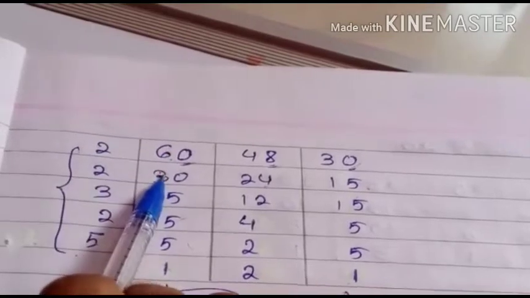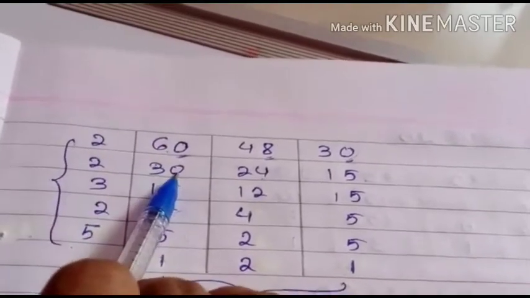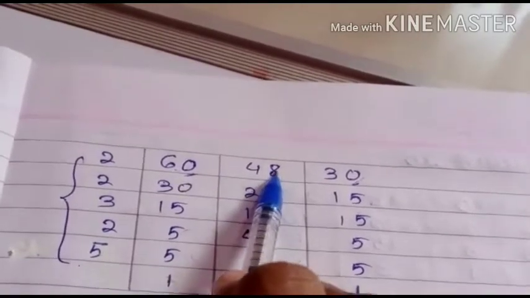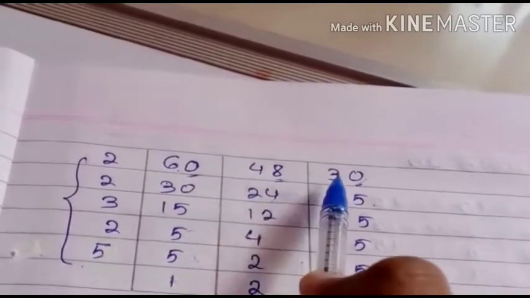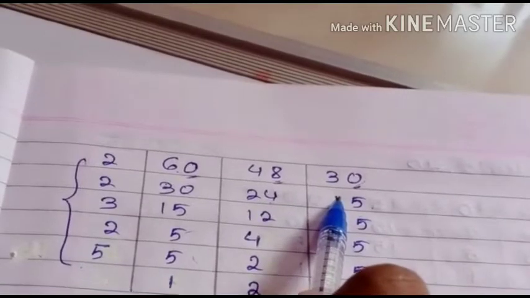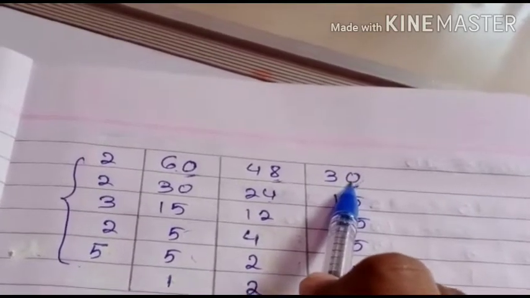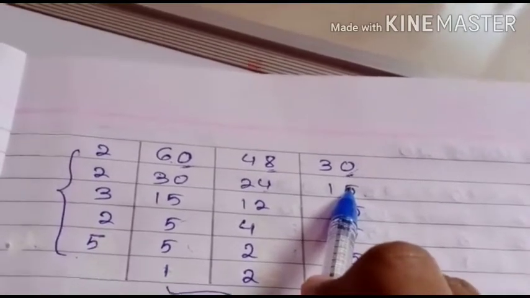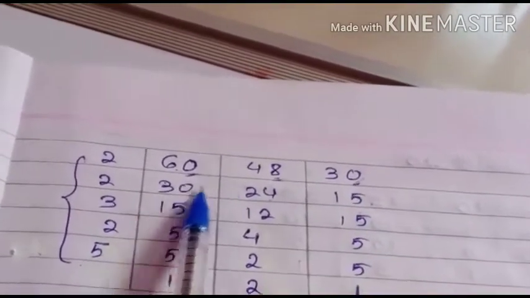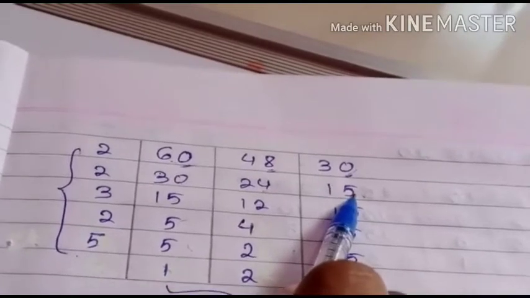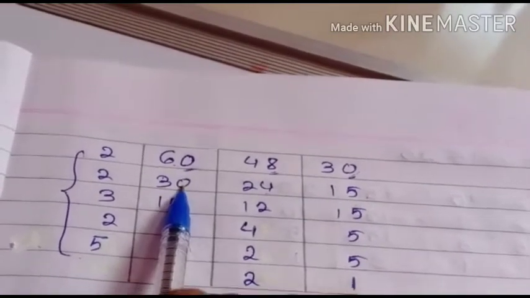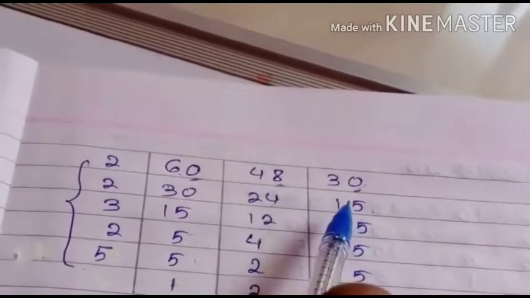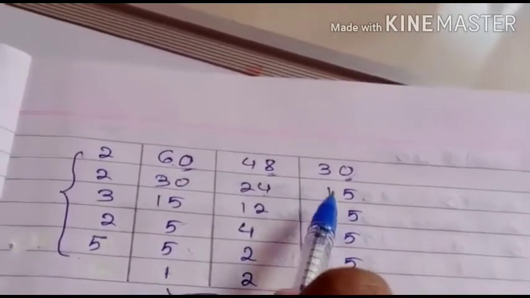So what answer will I get? 2 3s are 6, 2 0s are 0. Next 2 2s are 4, 2 4s are 8. 2 1s are 2, 1 remaining, 1 and 0 become 10. 2 5s are 15. So whatever quotient I got, that will become the dividend for the next step. Now which dividend did I get? 30, 24, 15.